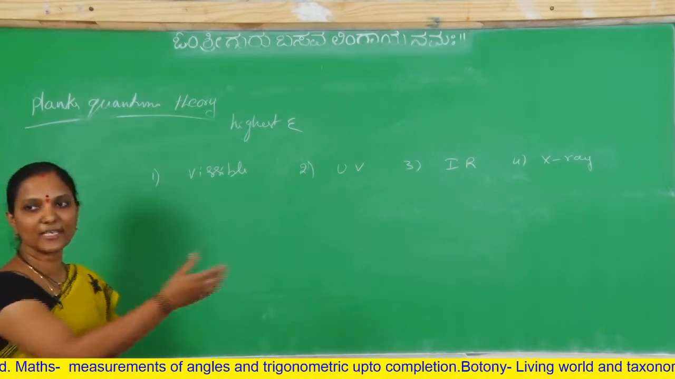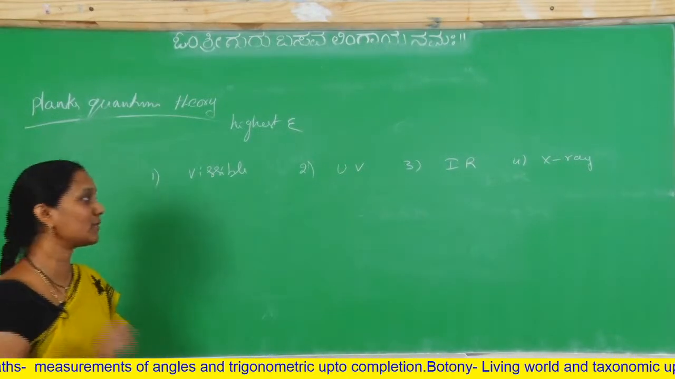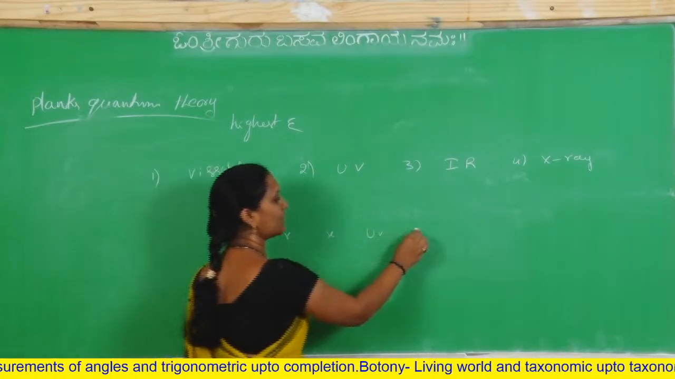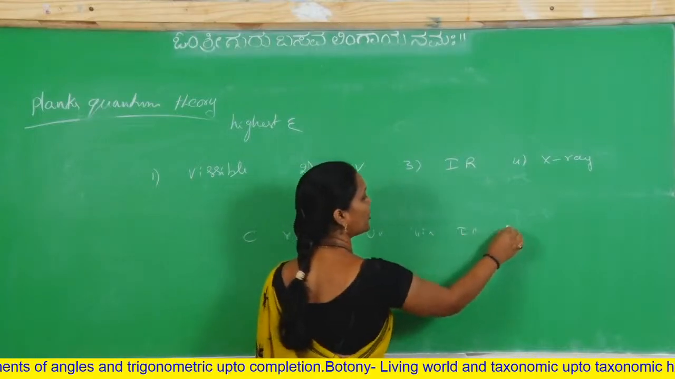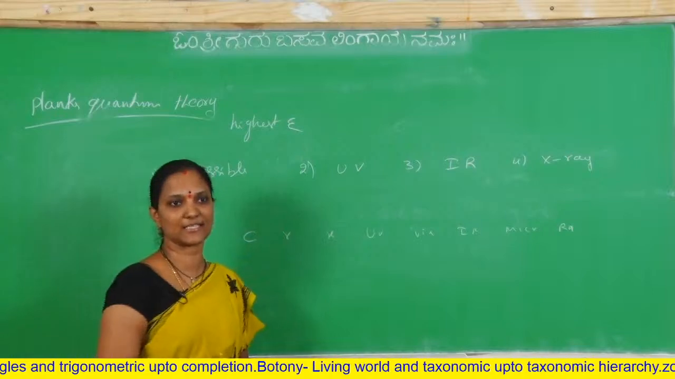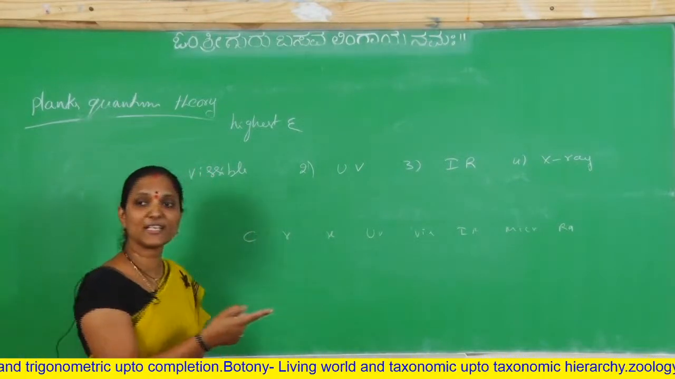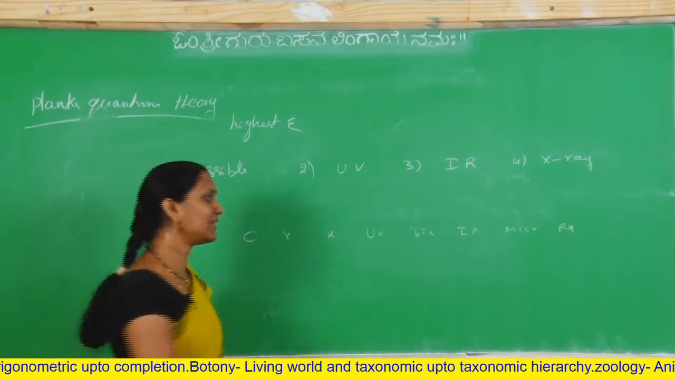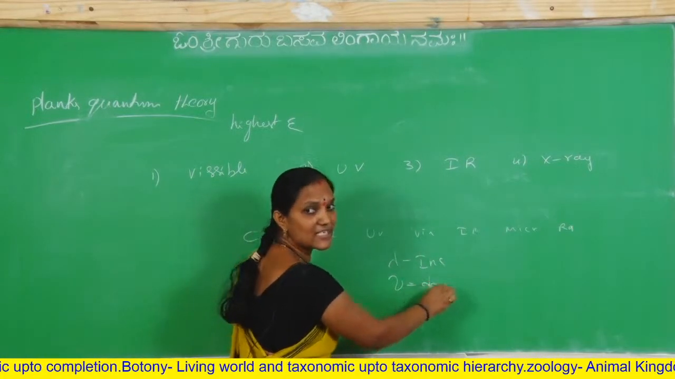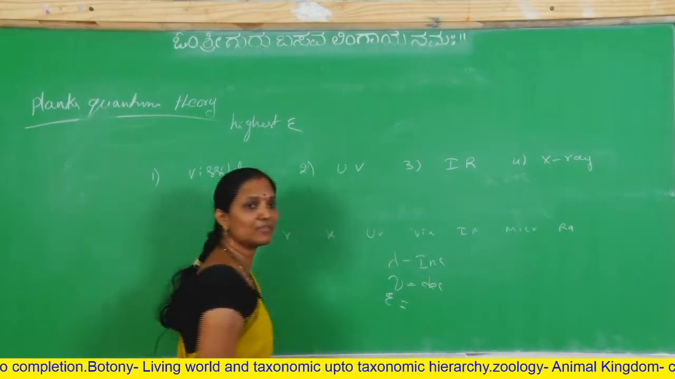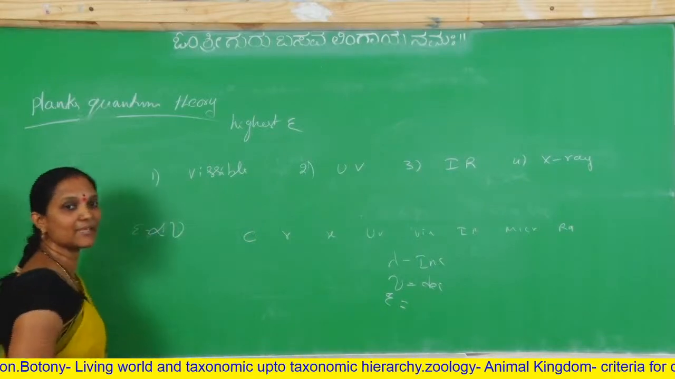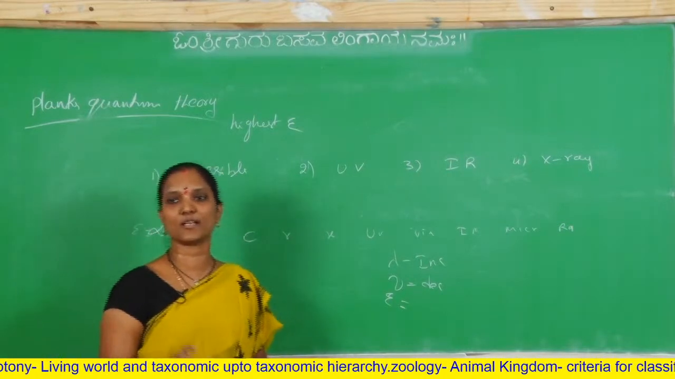So here wavelength increases. First, on rough paper we have to write that order. What is that order? Cosmic rays, gamma rays, X-rays, UV rays, visible rays, IR rays, microwaves, radio waves. Here, in this order wavelength increases. Wavelength increases, frequency decreases. Frequency decreases means energy decreases, because E is equal to h nu. E is directly proportional to frequency. Frequency decreases, energy also decreases.